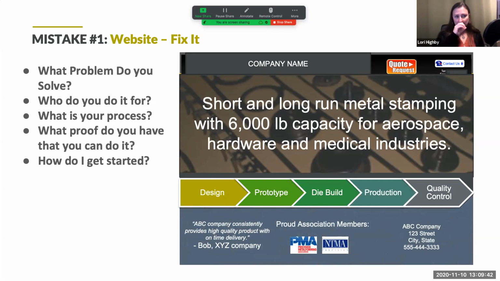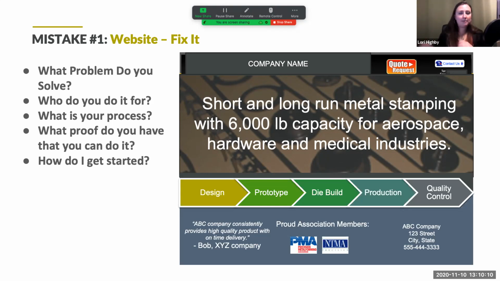The next thing here is, what proof do you have that you can actually do this? Now, proof is an extremely vital element when looking at your website. So you don't want to start with, this is how awesome we are. You want to showcase, this is what we do. This is how we do it. And here's the proof that we can actually do it. And that's in the form of testimonials, if you've received any awards, if you're a member of any associations, that's that trust.